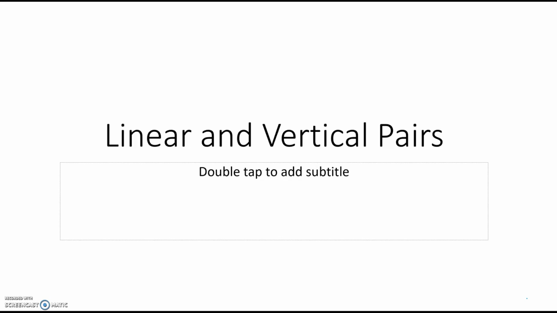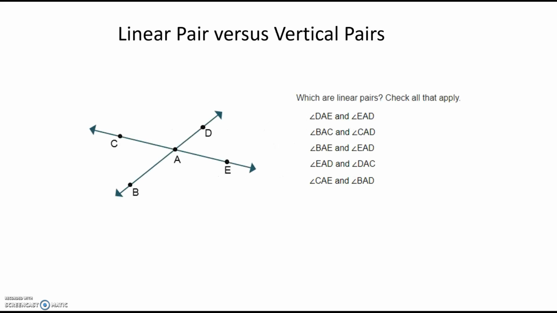Okay, let's see if we can clear up some of the confusion around linear and vertical pairs. So the basis of the idea of linear pairs is that you have two lines that cross each other. Okay, so let's look at this line that I've now traced in blue. If we ignore anything on the bottom right side of that, you will see we have two angles.